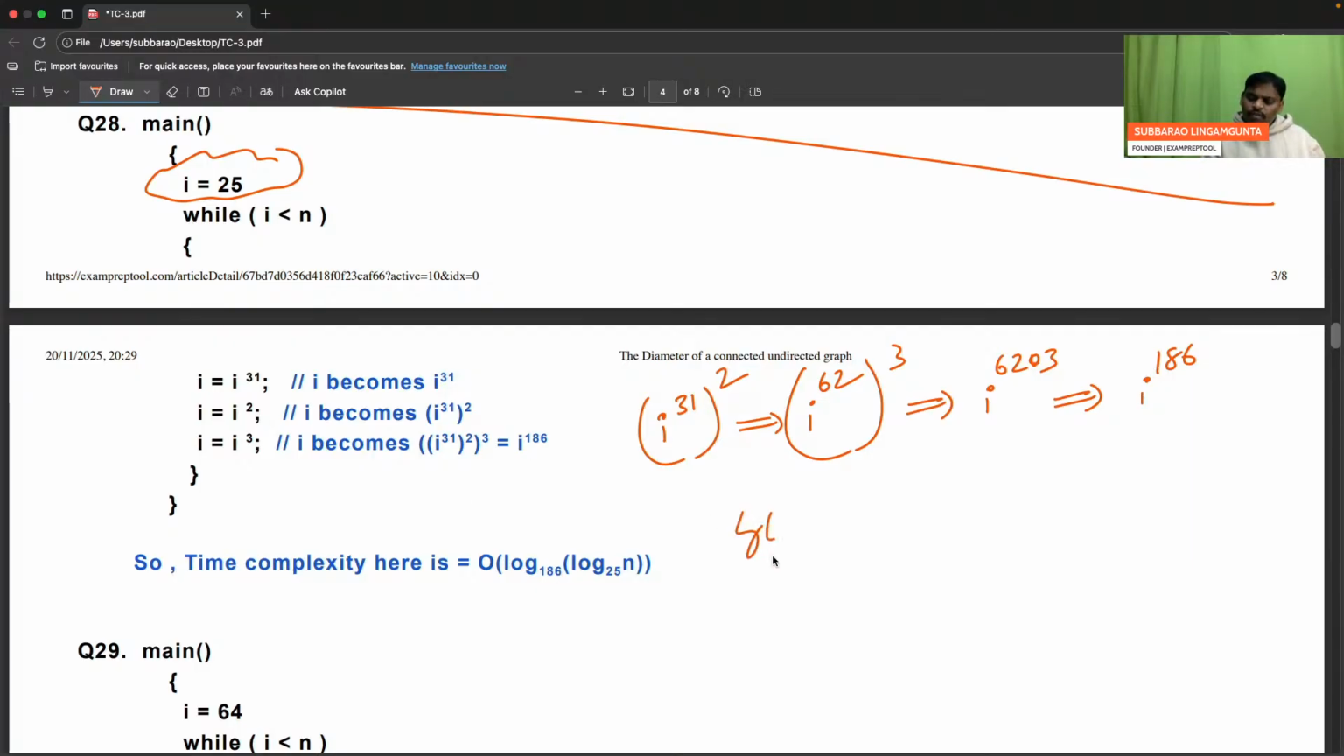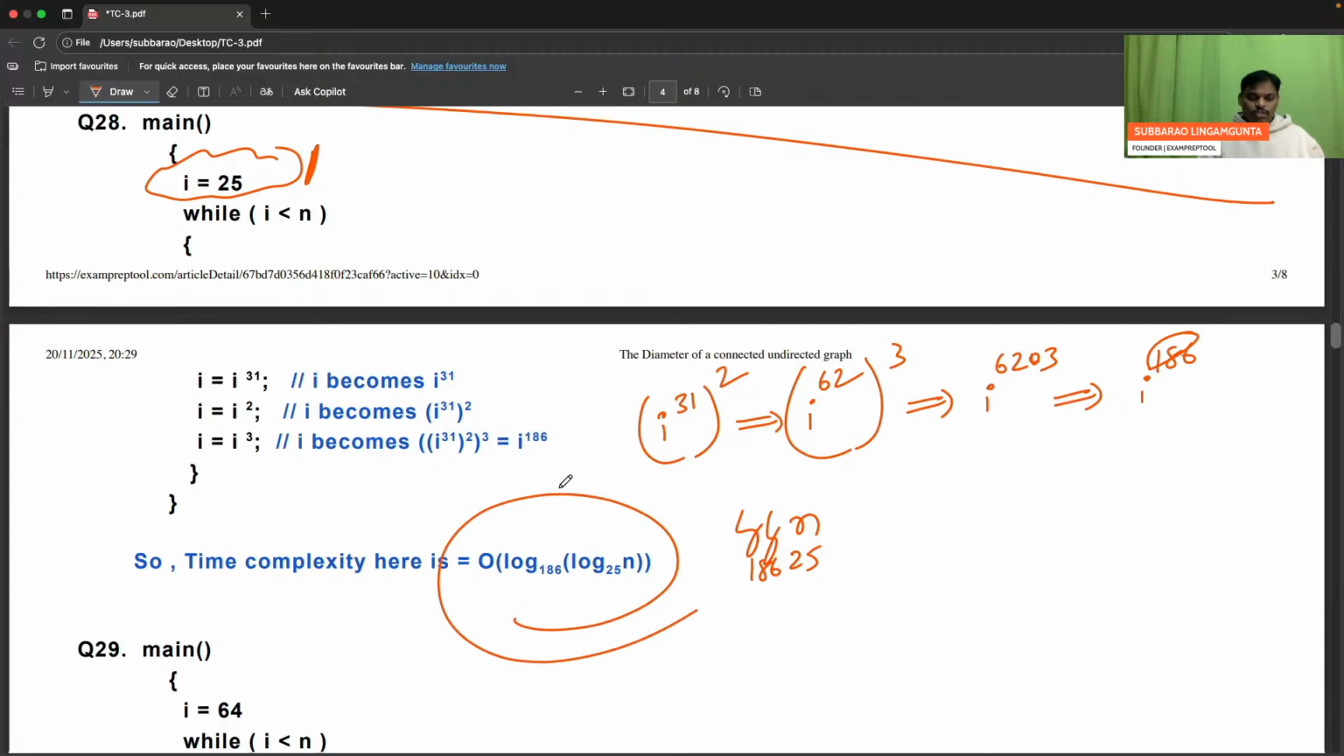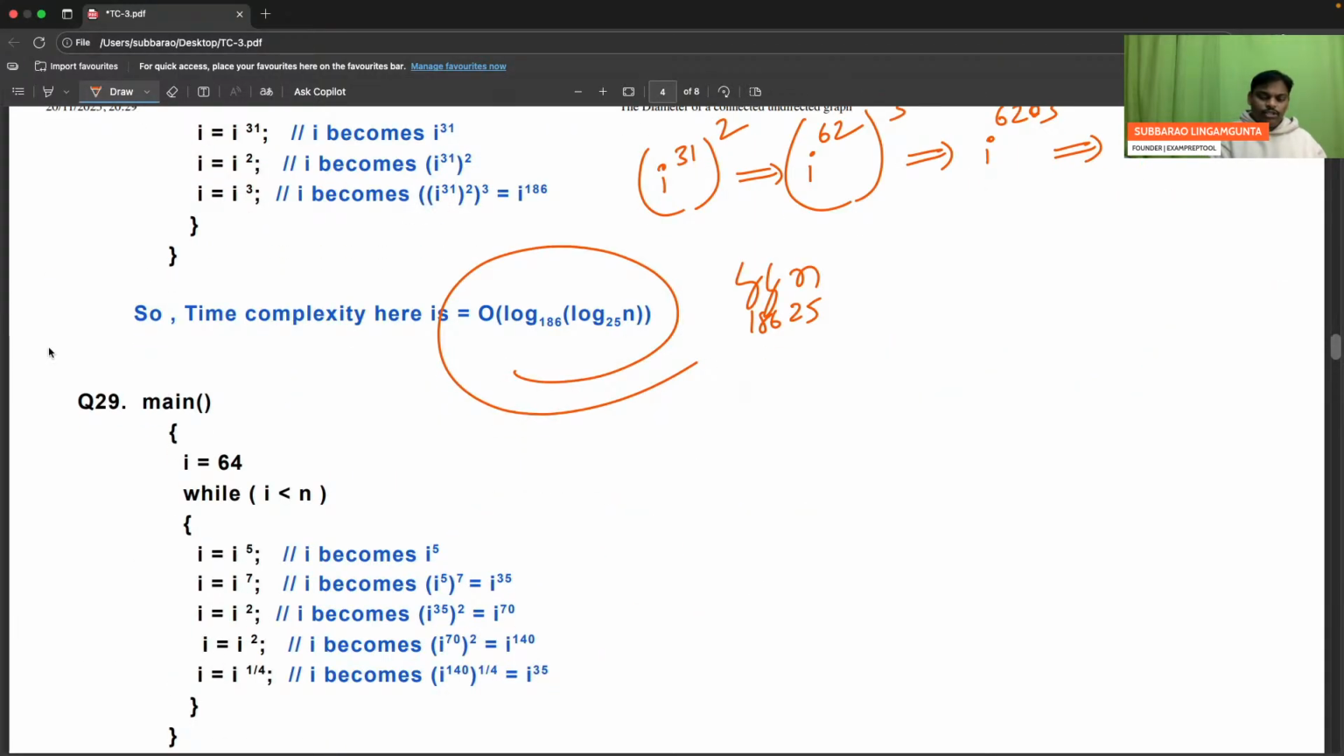Answer is, everyone knows, log n. Inner base is, remember, starting one, this 25. Outer base is the power person. Power is this 186. This is the answer. Question number 28 also done. Can you go to question number 29?